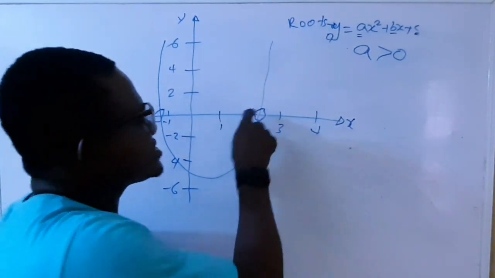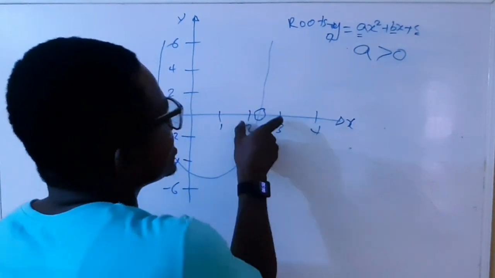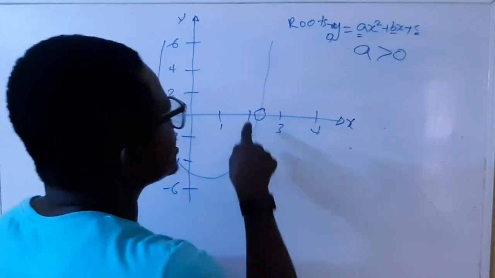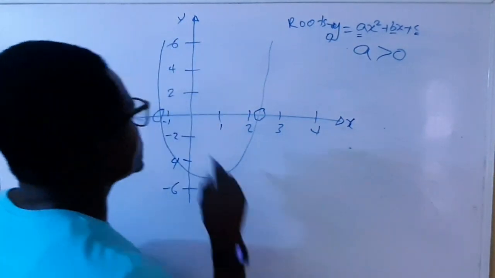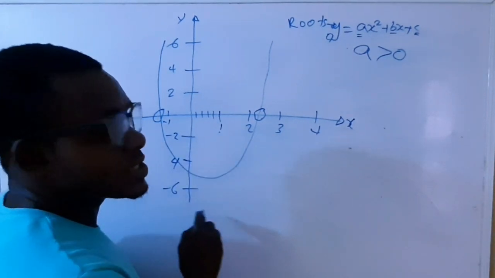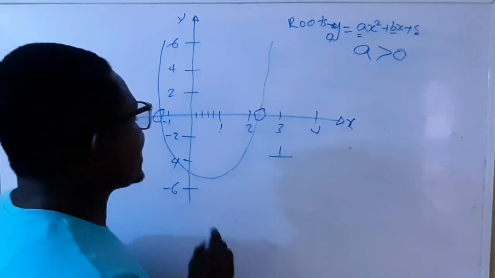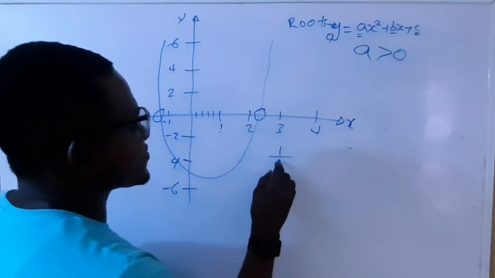In between these 2 and 3, you have 5 small lines. So what will each small line become? You count 1, 2, 3, 4, 5. And there's 1 here. So it will be 1, that is the unit, divided by the number of lines, which is 5. And that will give us 0.2.